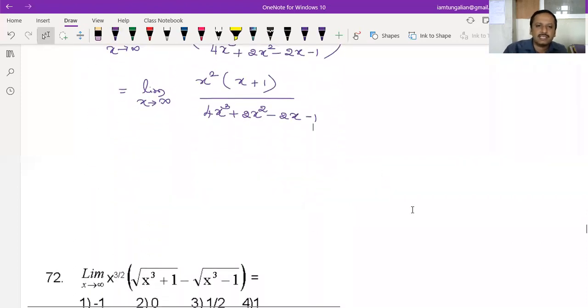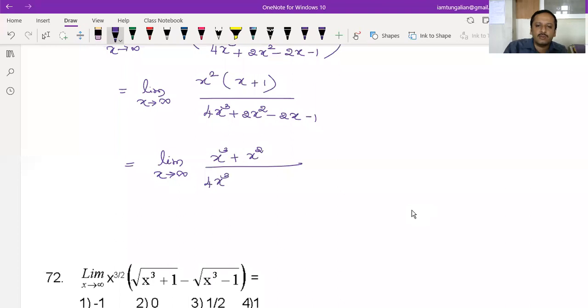So that's equal to limit x tends to infinity. Take this x square inside. You get x cube plus x square divided by 4x cube plus 2x square minus 2x minus 1. The numerator is a polynomial of degree 3, and the denominator is also a polynomial of degree 3. Both are polynomials of the same degree.